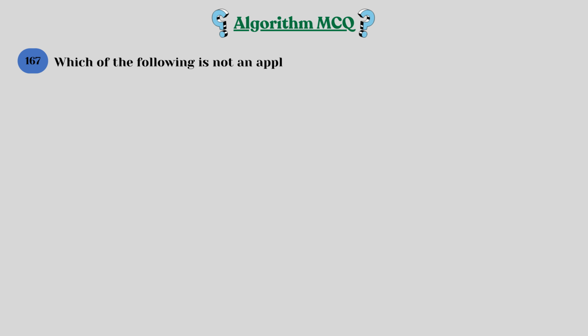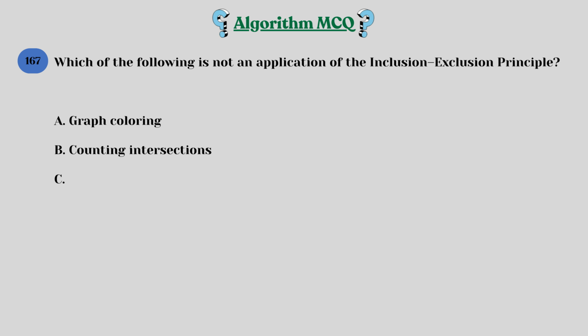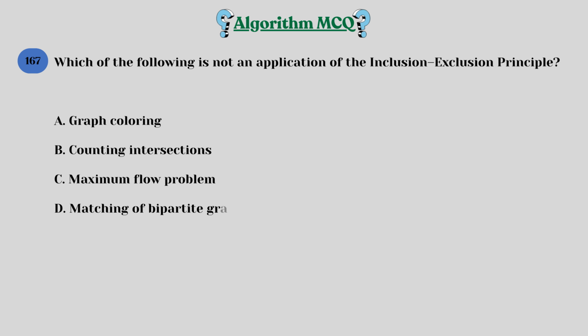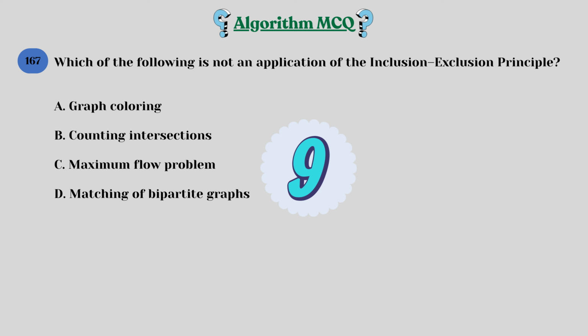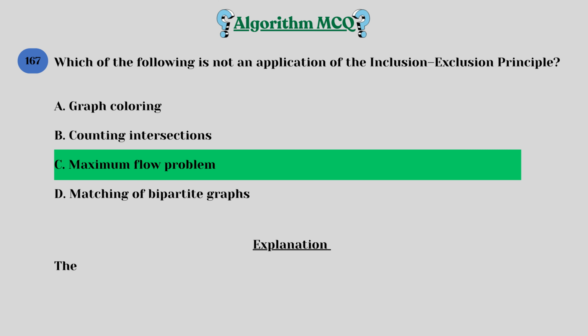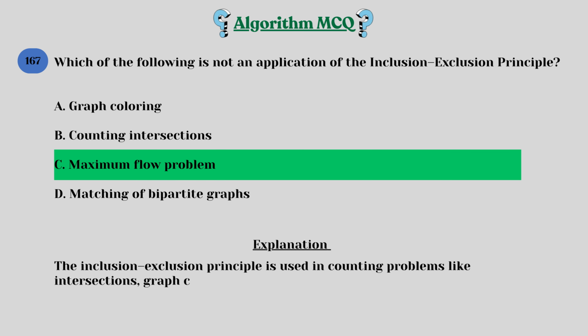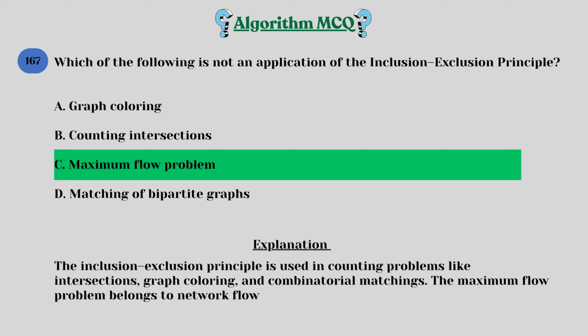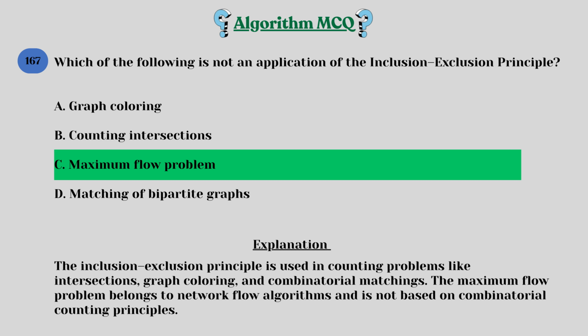Which of the following is not an application of the inclusion-exclusion principle? Correct answer, maximum flow problem. Explanation: the inclusion-exclusion principle is used in counting problems like intersections, graph coloring, and combinatorial matchings. The maximum flow problem belongs to network flow algorithms and is not based on combinatorial counting principles.